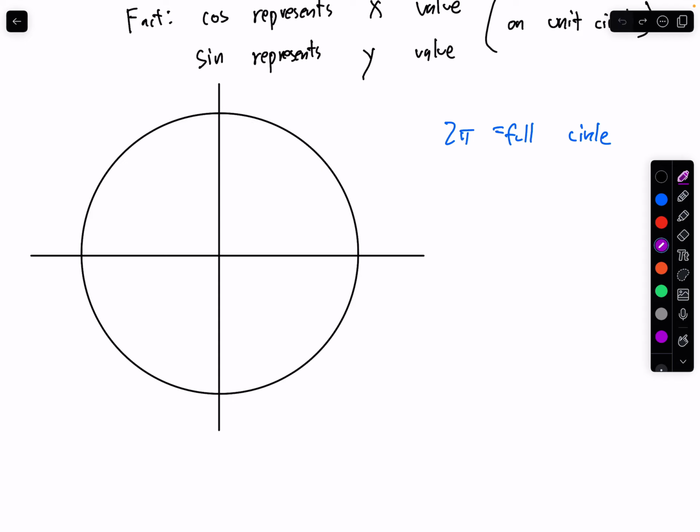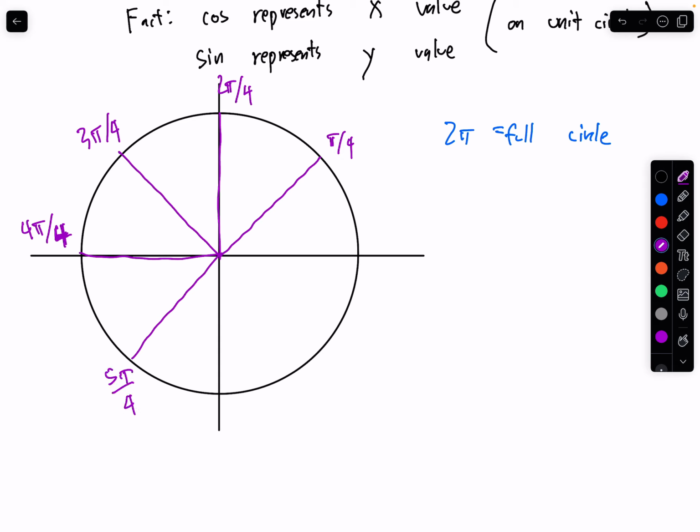Here's a quadrant right here, right? Pi over 4 would be halfway through that. Another pi over 4 brings you to pi over 2. Or if you want to think, this is 2 pi over 4, right? And then 3 pi over 4. 4 pi over 4, which, of course, is just pi. Okay, 5 pi over 4. 6 pi over 4, which, of course, is just 3 pi over 2, if you reduce. 7 pi over 4. And 8 pi over 4.